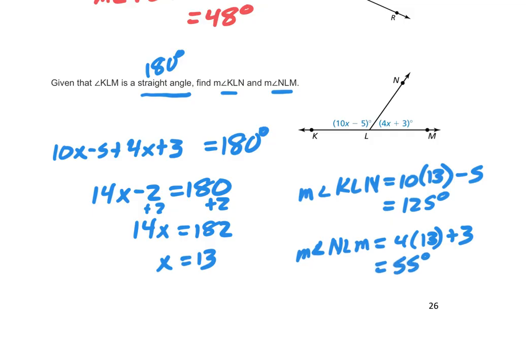Okay, and if I wanted to check myself again, kind of like we did up above, these two together have to add up to be 180. Okay, and they should. And that's how you can always check yourself.